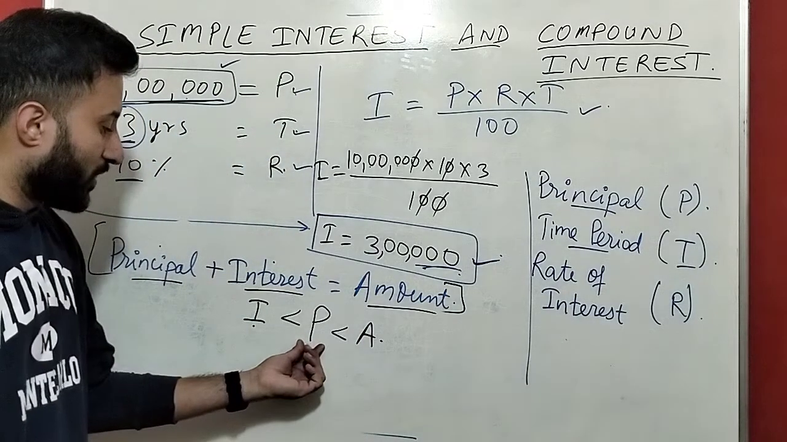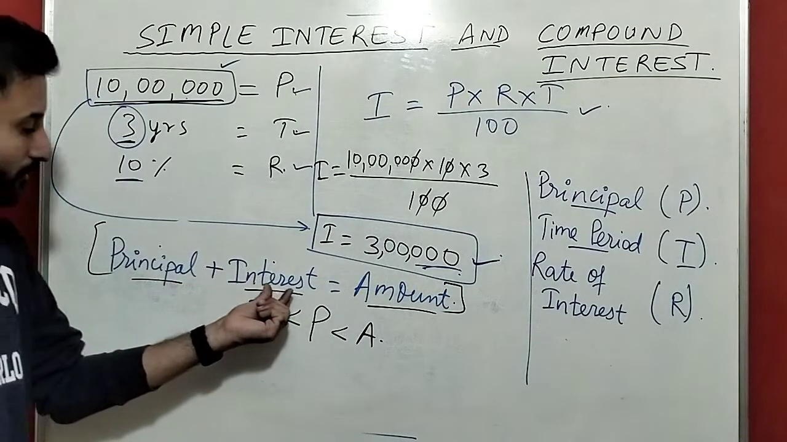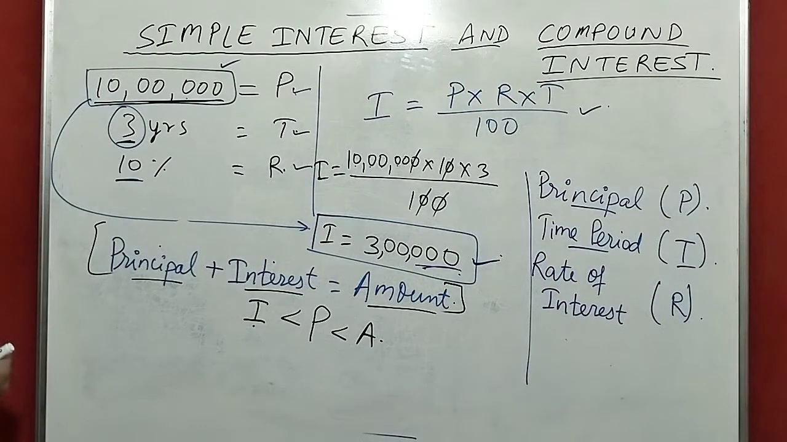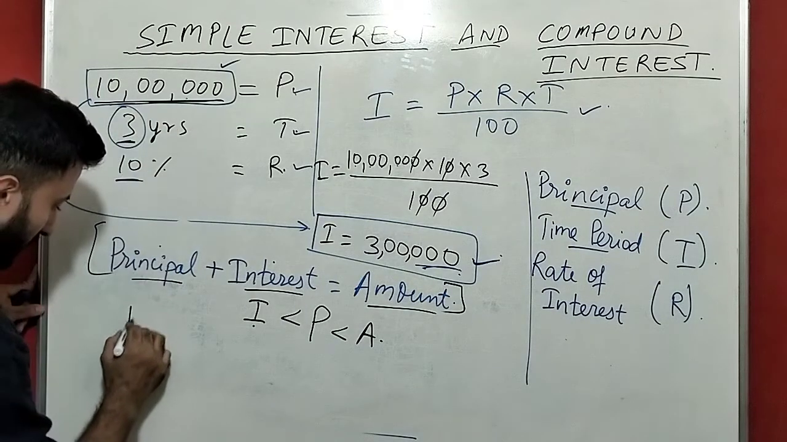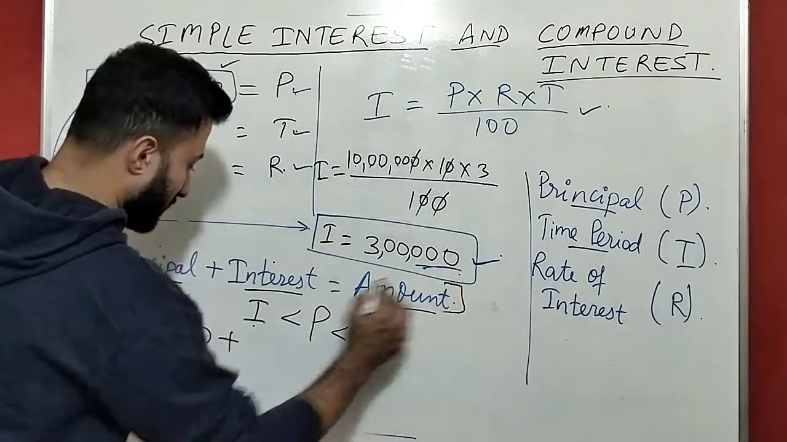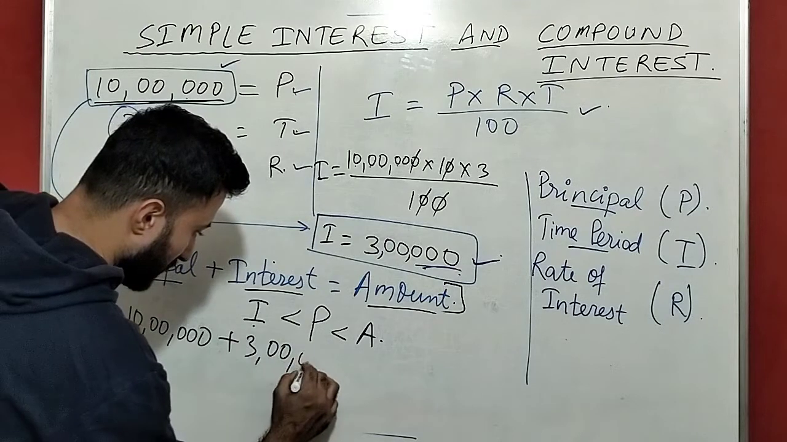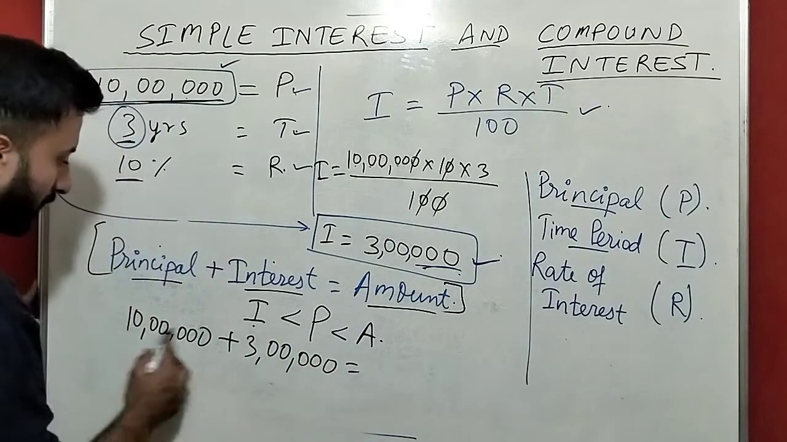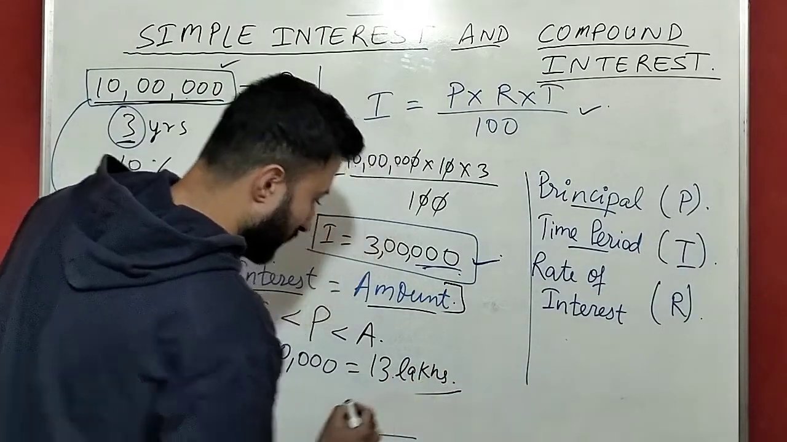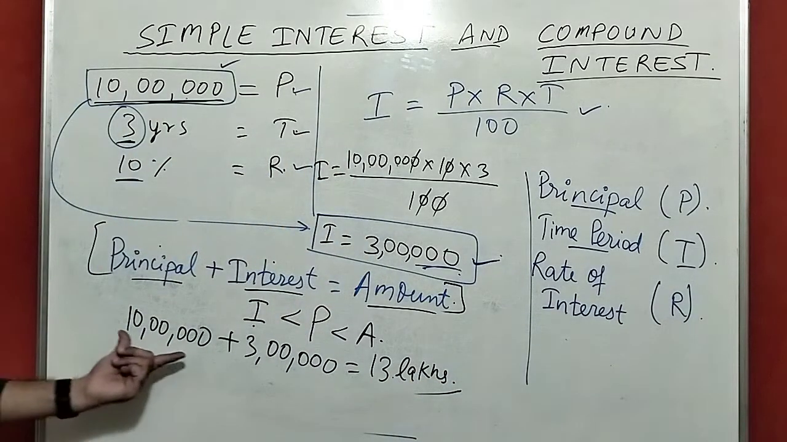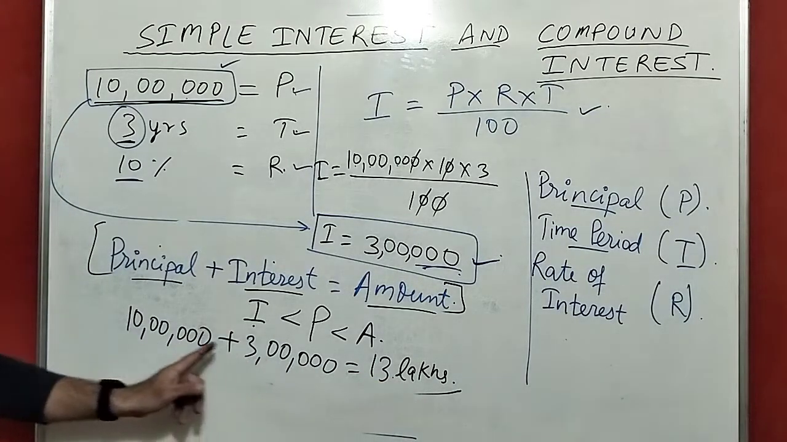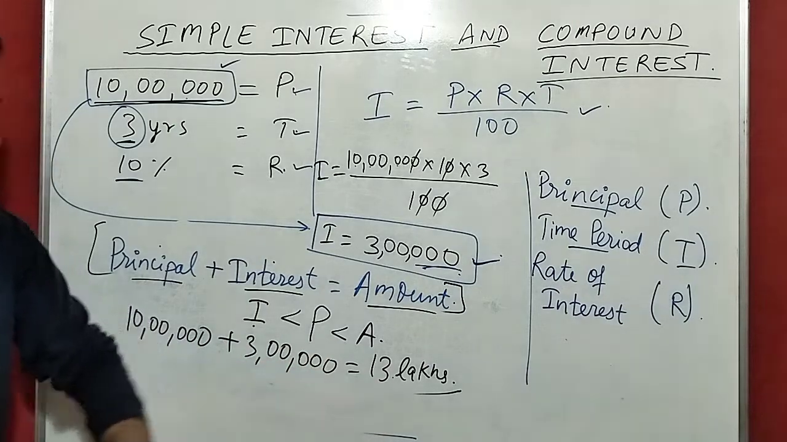How is the principal smaller than amount? You can see principal plus interest is equal to amount. So for this question, how much do you have to return? With the principal amount, you have to return the 10 lakh rupees plus the extra 3 lakh rupees of interest. Means 10 plus 3, 13 lakh rupees you have to return. So this is the total amount. You can see the principal, the interest and the amount. So obviously the interest is smaller than principal and principal is smaller than amount.